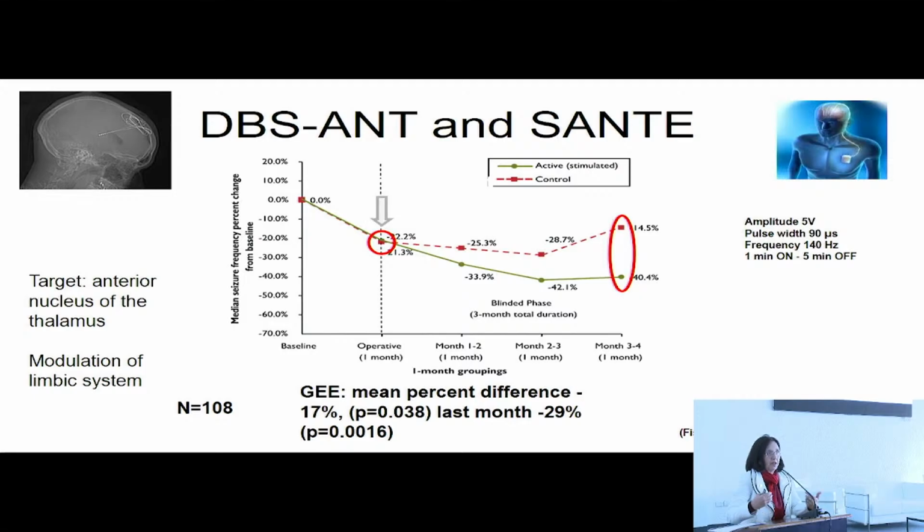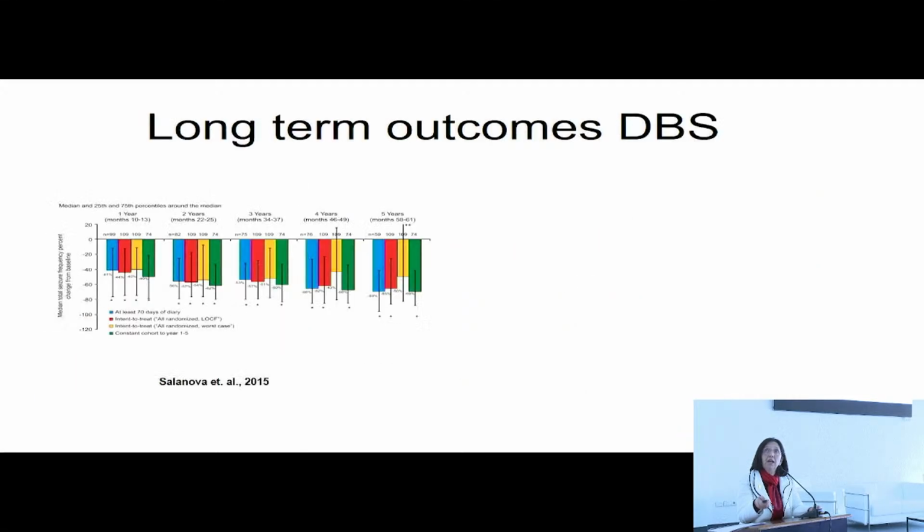It just goes off every 5 minutes. So it's 1 minute on, 5 minutes off, and you stimulate at a certain amplitude and frequency, but the results are very similar to the RNS. And also the long-term outcomes are very similar. So if you go out years, 5 years after, you have again about 50 to 70% seizure reduction.